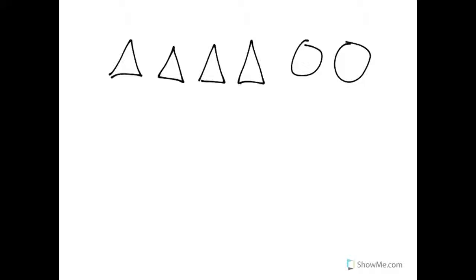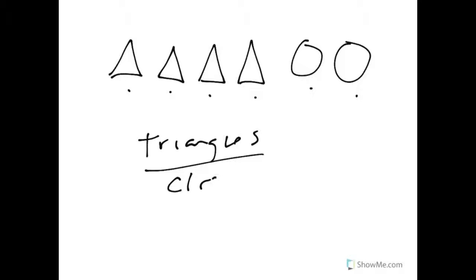All right, a proportion is an equation that shows two equivalent ratios. I'm going to show you what I mean here. If I asked you to write the ratio of triangles, 1, 2, 3, 4, to circles, 1, 2, you might write something like this. Triangles to circles, sloppy writing, that's okay, 4 to 2.